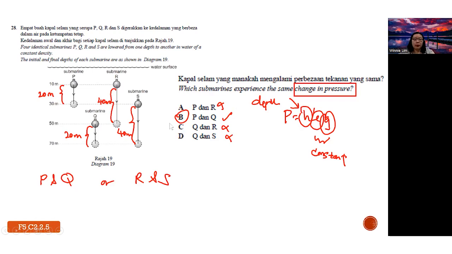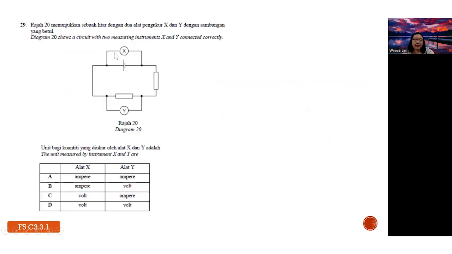Okay, then move on. Question 29. Now we are entering the electricity topic, on 3.1, the concept of electric current and also potential difference. The diagram shows a circuit with two measuring instruments X and Y connected correctly. What is the unit measured by both instruments?